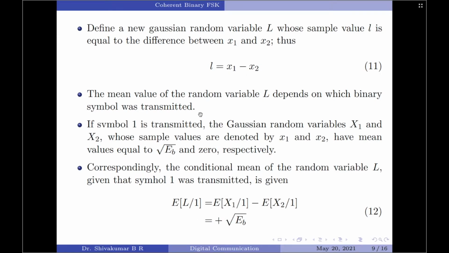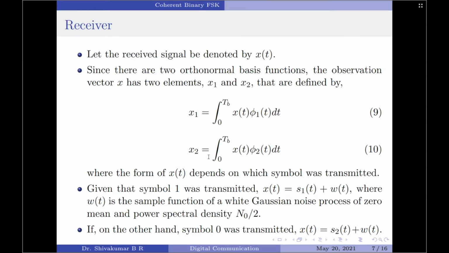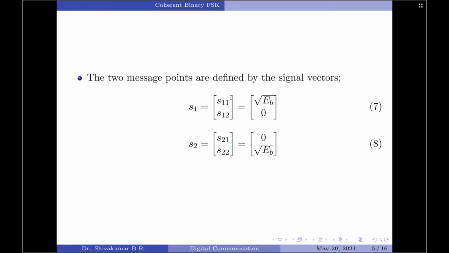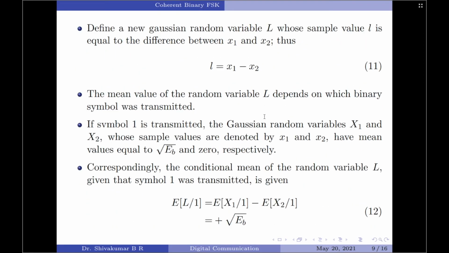You should note, whenever symbol 1 is transmitted, the Gaussian random variables capital X1 and capital X2 will have values given by root EB and 0. This can be verified by looking at the vector for S1 here. Please note, S11 and S12 are root EB and 0. Therefore, the component X1 when symbol 1 is transmitted will be equal to root EB, whereas X2 will be equal to 0.